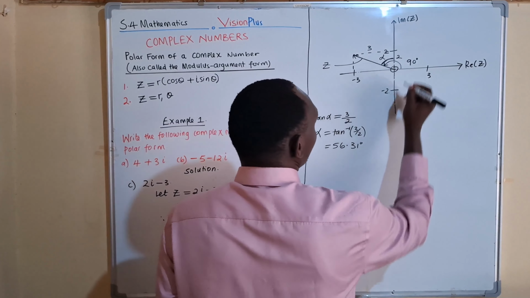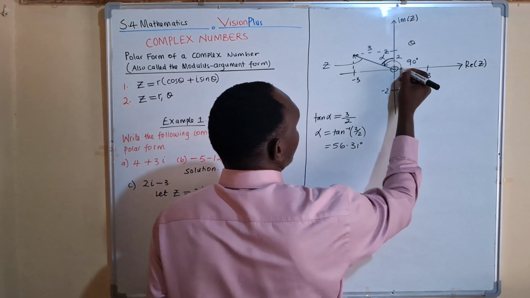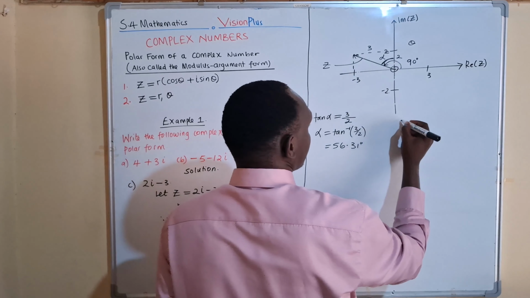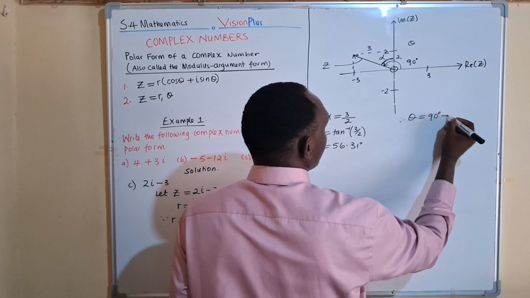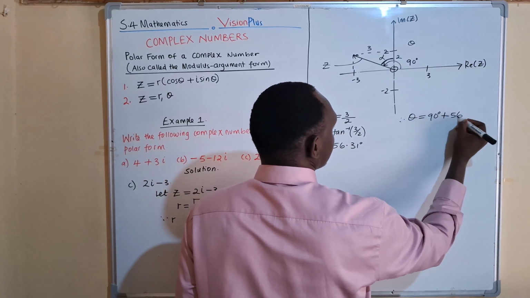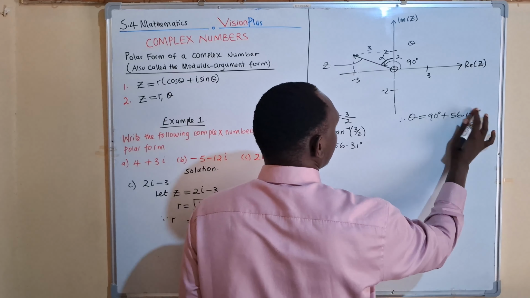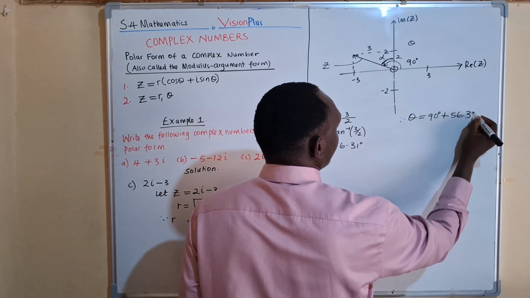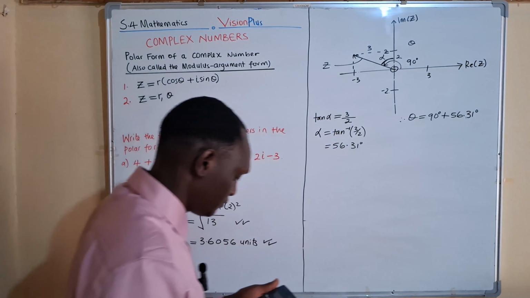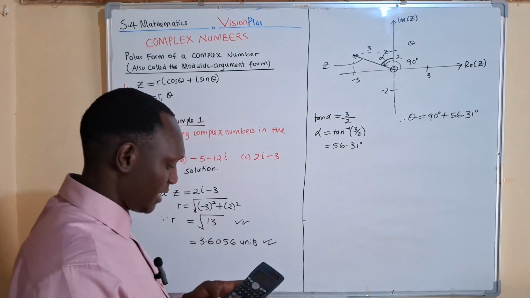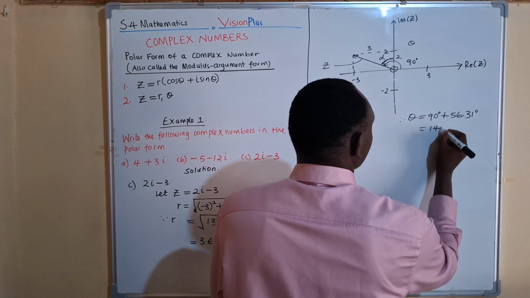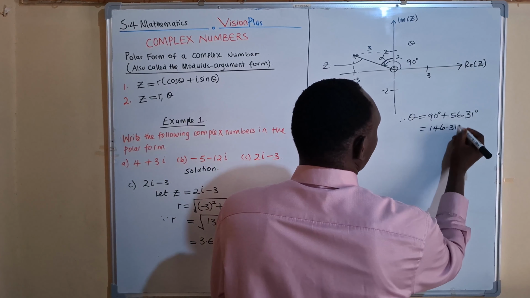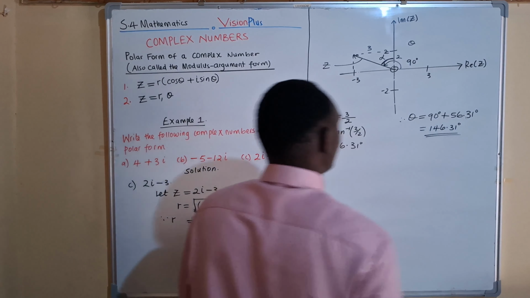Now, how do you get the argument, which is the whole angle from here up to where the complex number is? Therefore, the argument now becomes, we have 90 degrees already, plus the small angle we have obtained as 56.31 degrees. Yes, and then we add 90. This gives us 146.31 degrees. That is the argument.